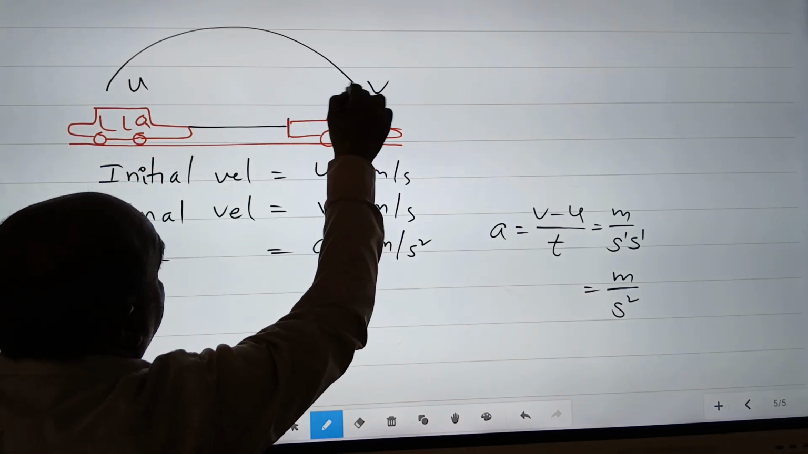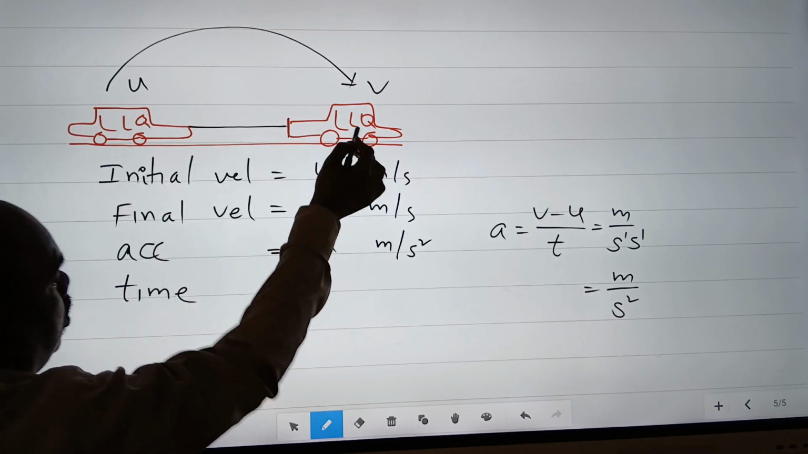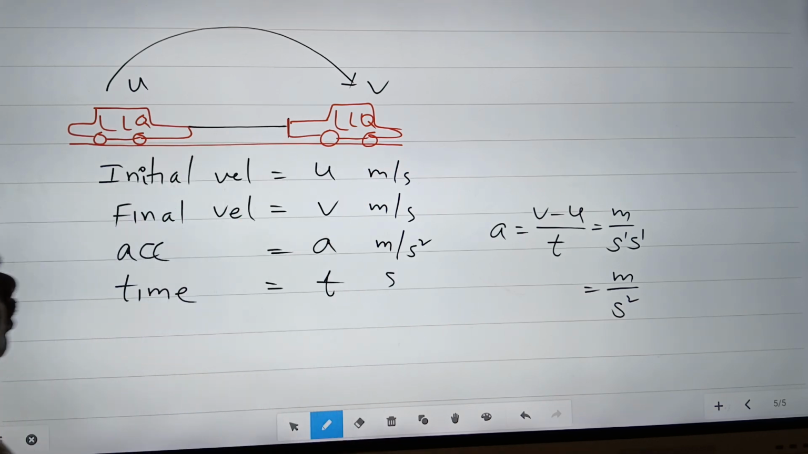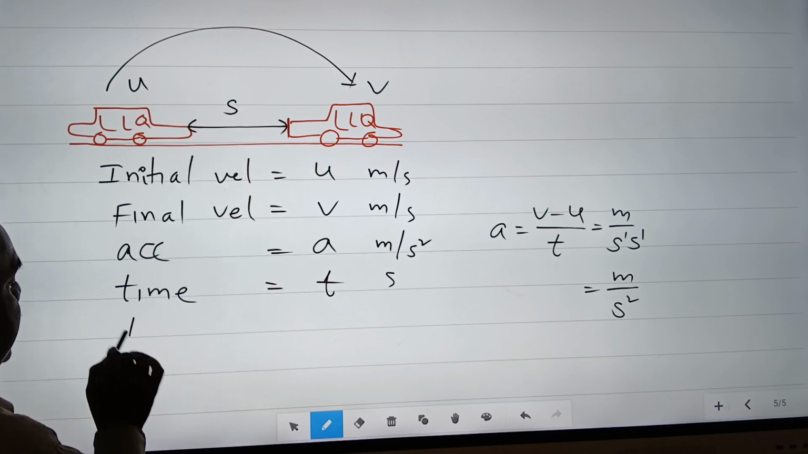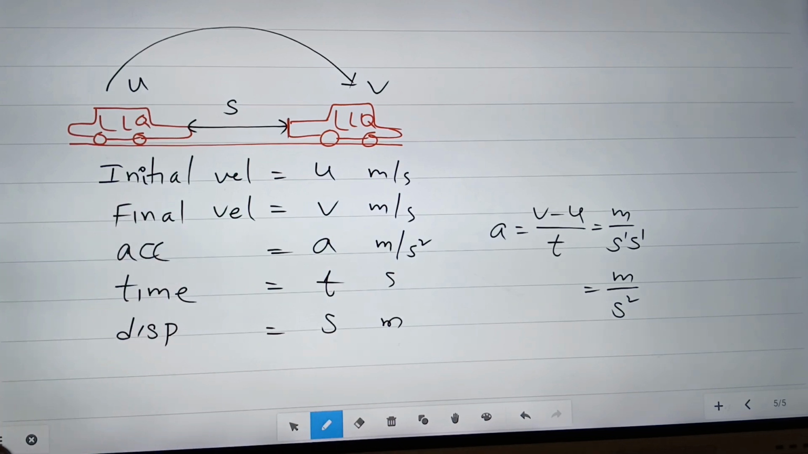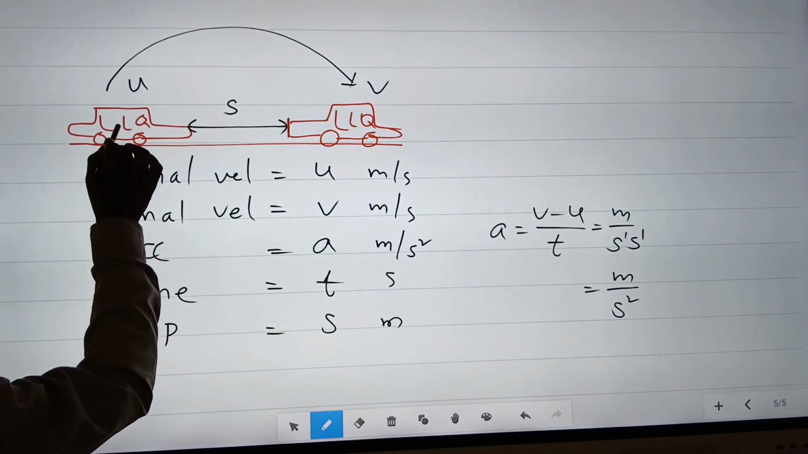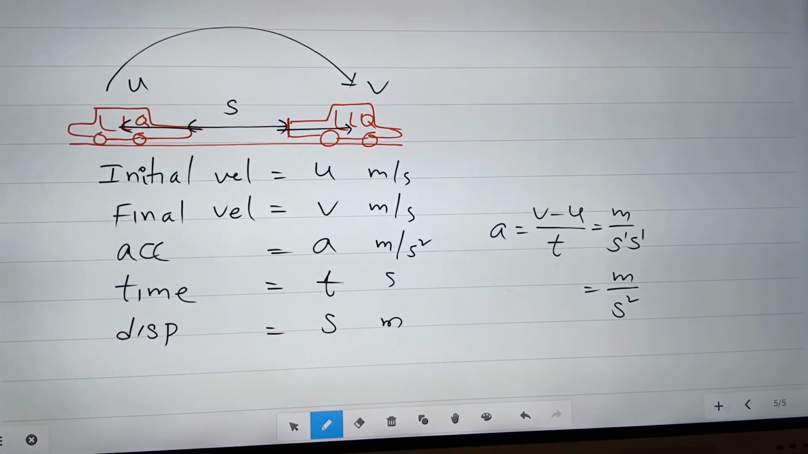Now to go from here to here, it takes some time. Let the time taken by the car to reach from here to here be t second. What is the displacement? Here to here, displacement is s bar. Displacement of the car is s meter. Sir, how to measure the displacement? Center of mass to center of mass. Actually, here to here we need to check. We need to measure from center of mass to center of mass.